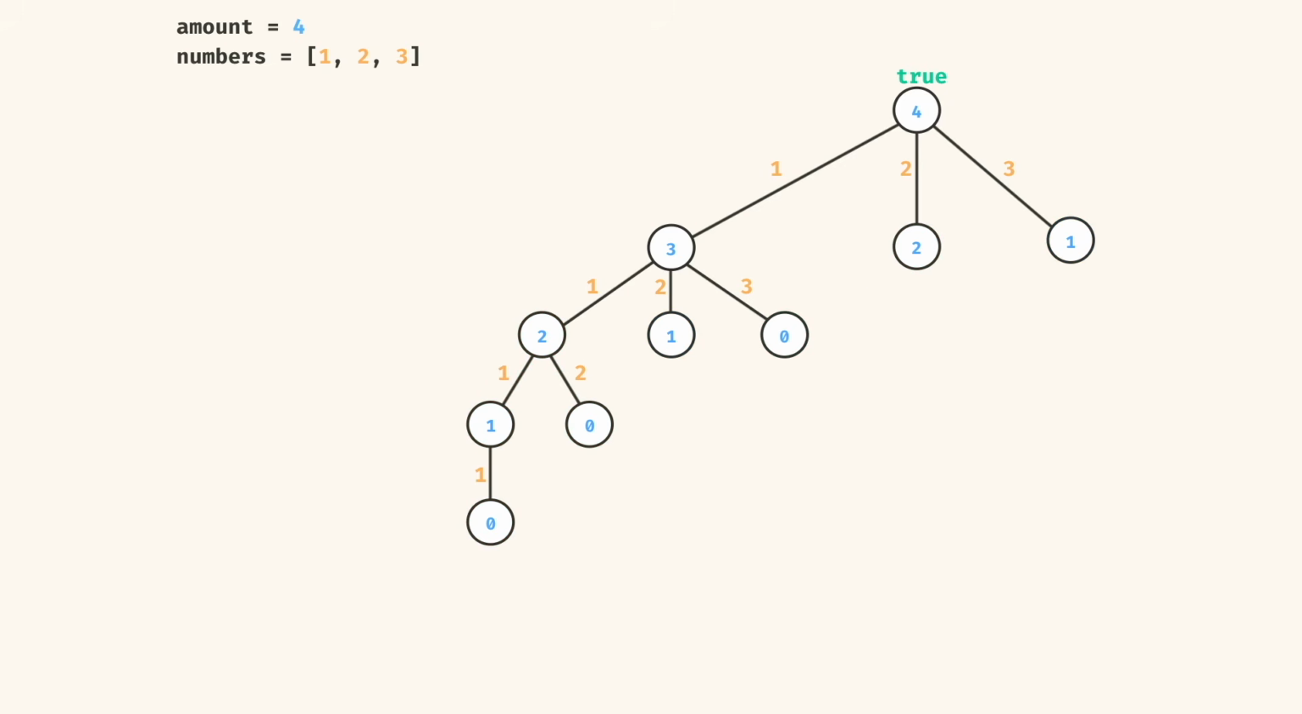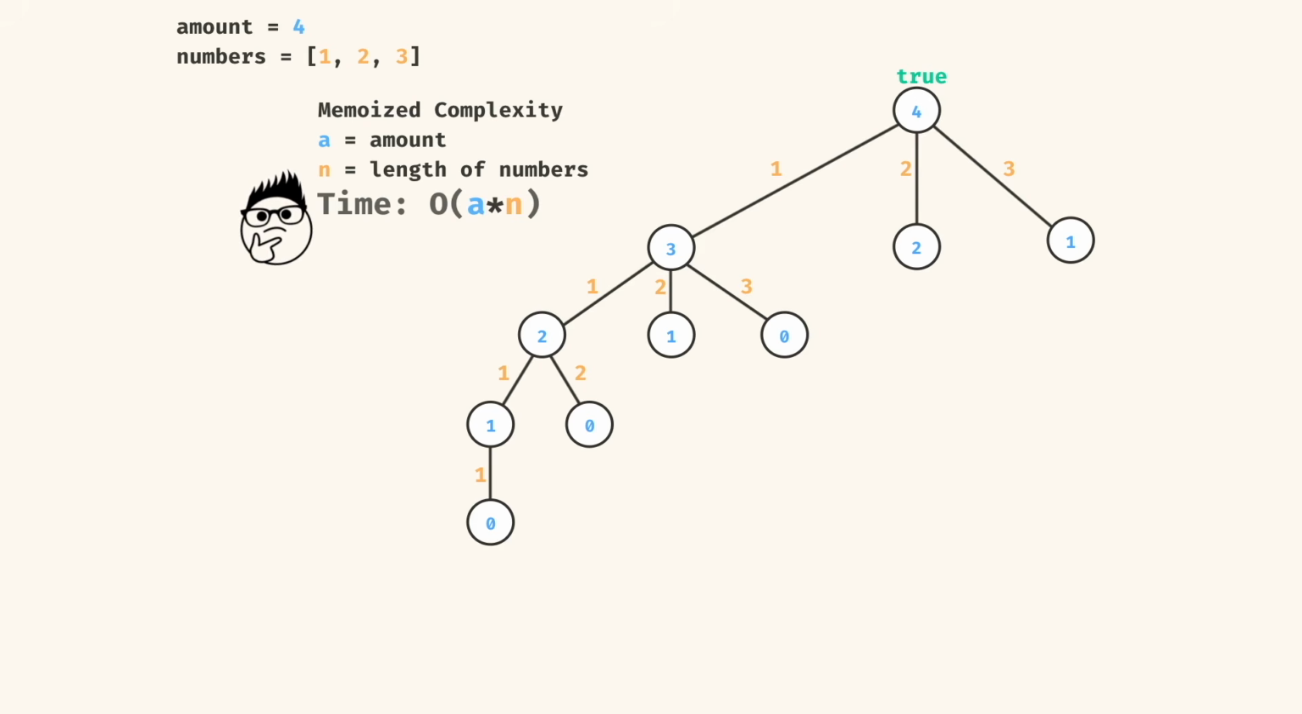What would this memoized complexity be? Well, we'll still say that A is the amount and n is the length of numbers. What we did was actually remove the exponential nature of this problem now. We'll say that the time complexity is O of A times n. So it's no longer an exponent, I'm simply multiplying them, right? So A still represents the number of levels within my tree, right? The height of the tree. And then n represents the width of my tree, right? For every level, I will have at most n nodes.